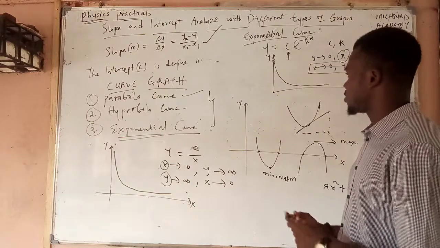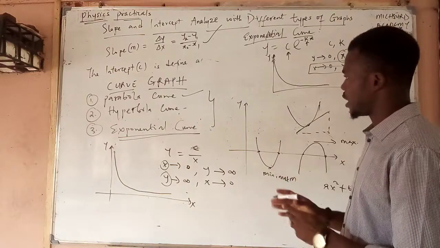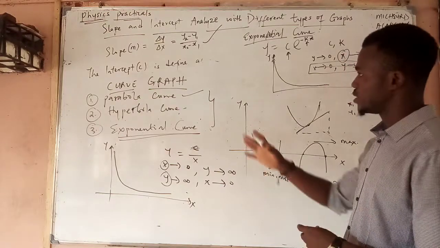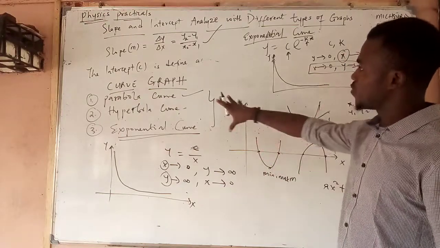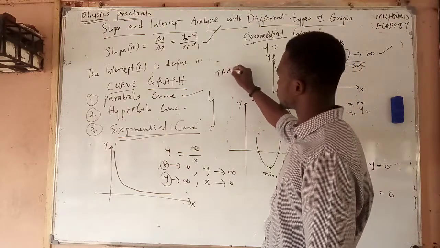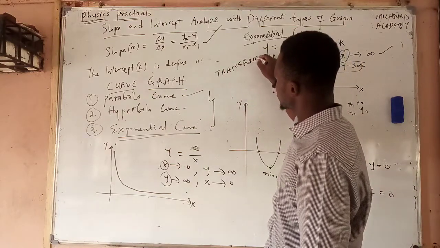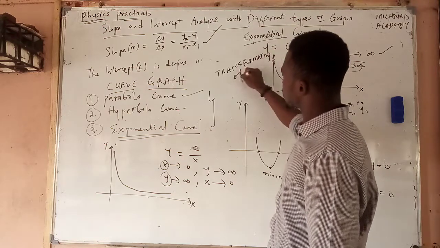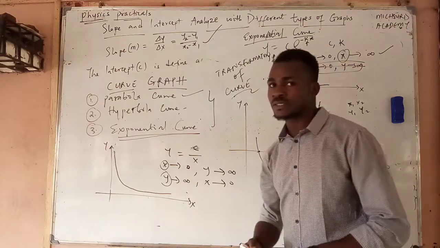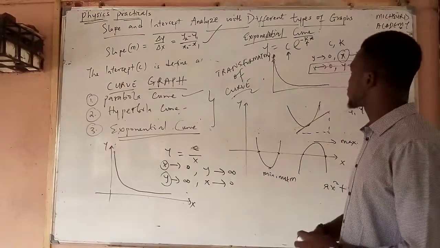Now the other things, also the intercept and the rest of it, become very difficult to get from this curved graph. So in the next class, we are going to look at the transformation of this curved graph. So we discuss the transformation of this curved graph. So we stop here for today.